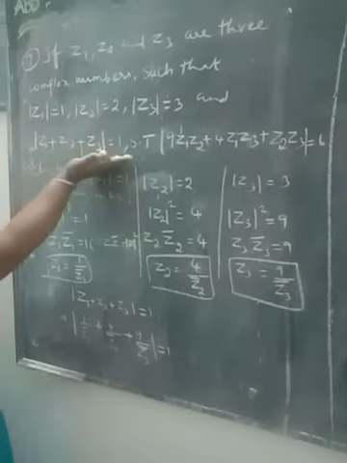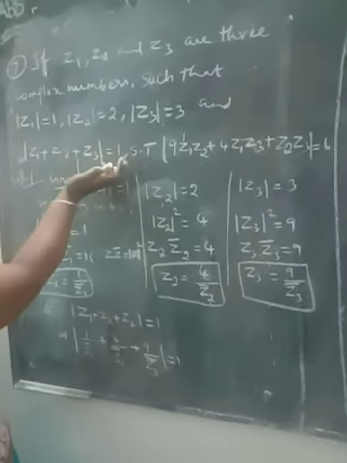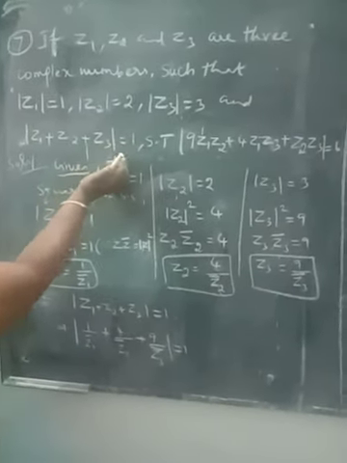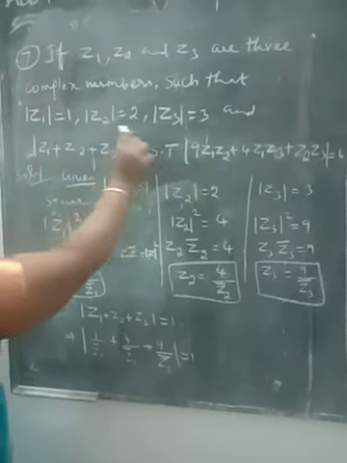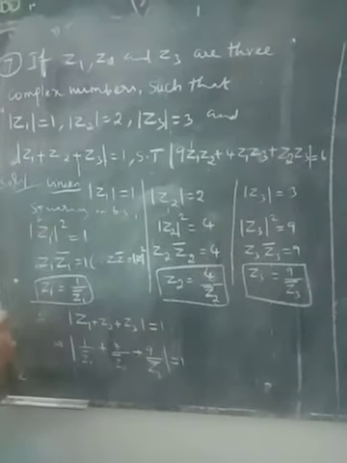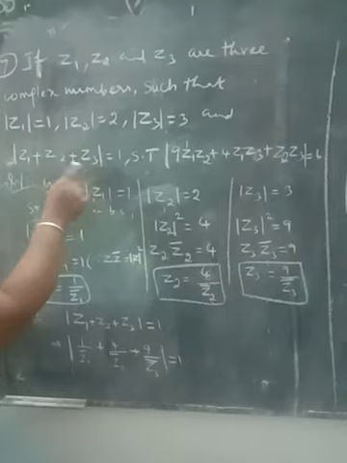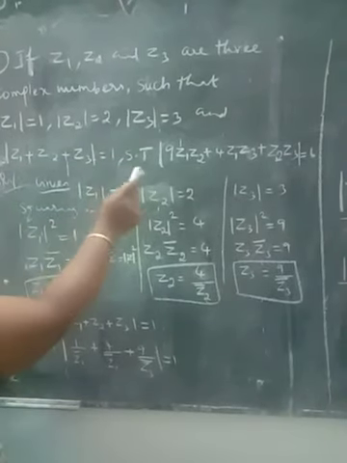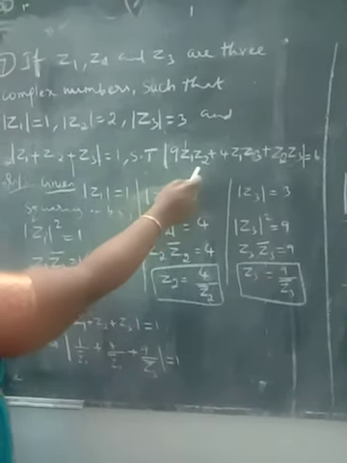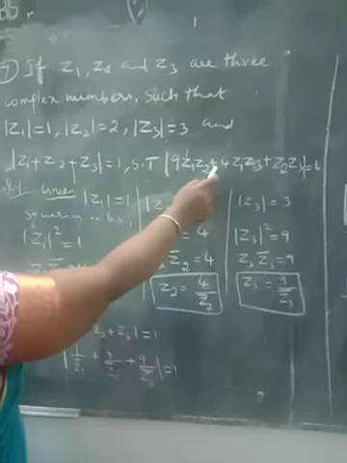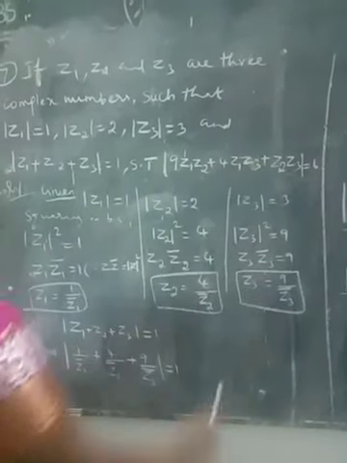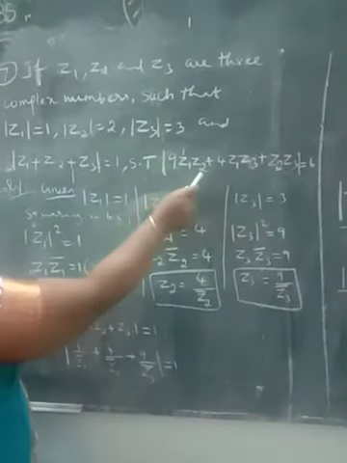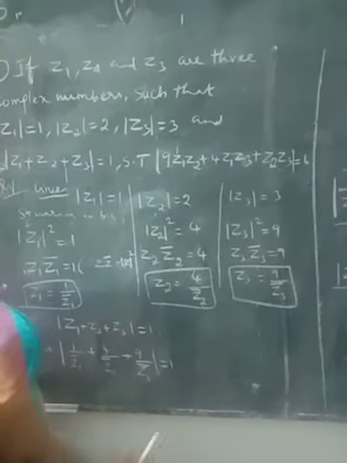See, first you have to understand the problem. What is given, what we have to show. Okay. Now what is given? Here modulus of Z1, Z2, Z3 value is given and also the modulus of the sum is given. From that, show that this value is equal to 6. See, we have to show this value equal to 6.